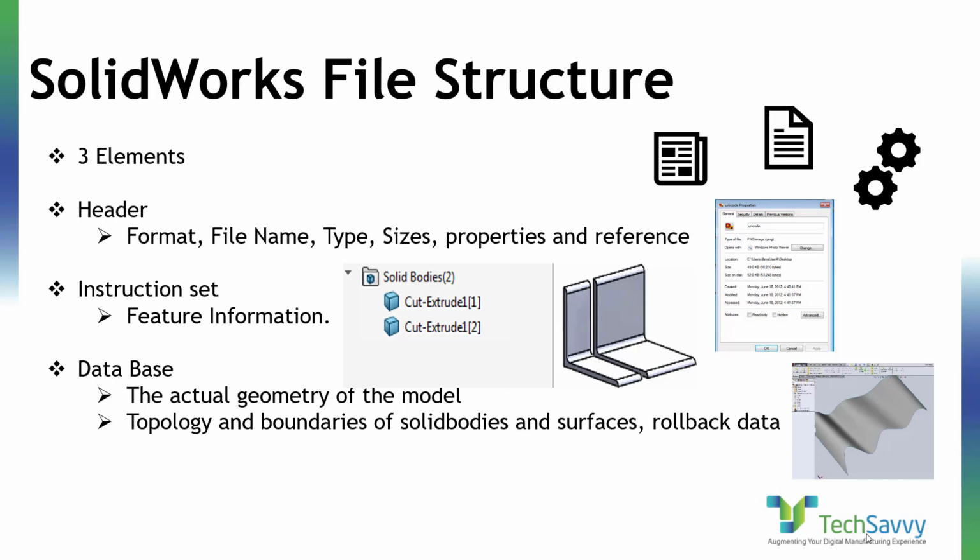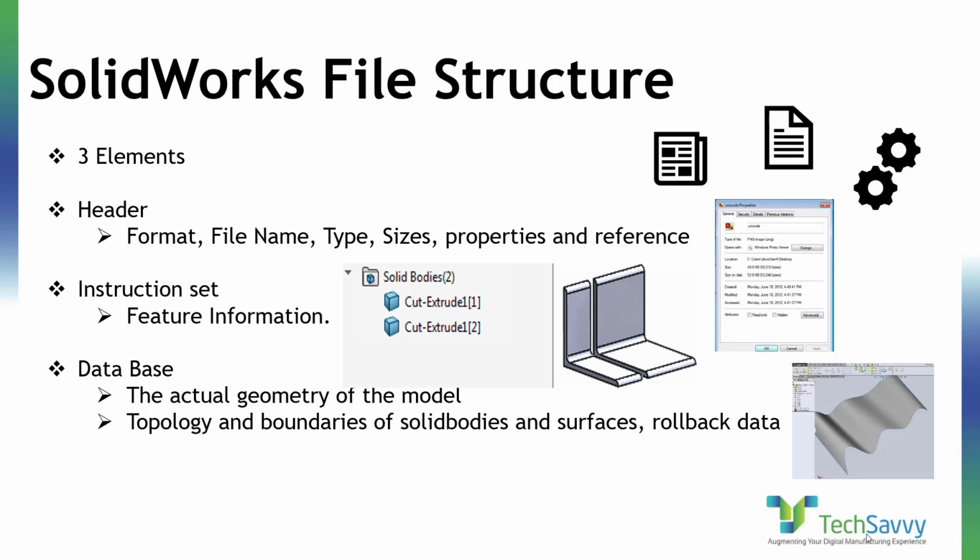Then there is the instruction set, the feature information: what you have done in that part or file. In the case of a part, these are features like cut, extrude, boss, shapes, loft, etc. In an assembly, it is which mates you have given, and the same in drawings. These are the instruction set you will find in the FeatureManager tree. Then there is the database: the actual geometry of the model, the topology and boundaries of solid bodies and surfaces, and rollback data.